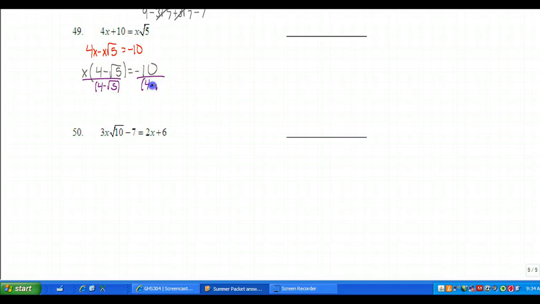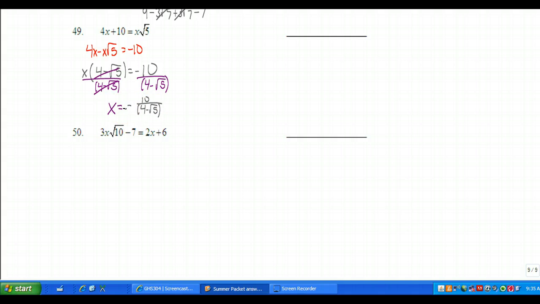So the process is the same in this case. We have just different numbers. Those simplify to give us just x on the left. So x is equal to negative 10 over 4 minus square root of 5. And again, this is an answer.